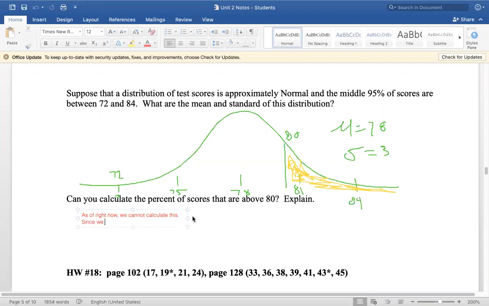Since we only know the empirical rule, and 80 does not fall on a whole deviation, we could not determine the probability. This is where table A or a calculator will help. So this is coming. This is what's going to happen in the next couple of lessons.